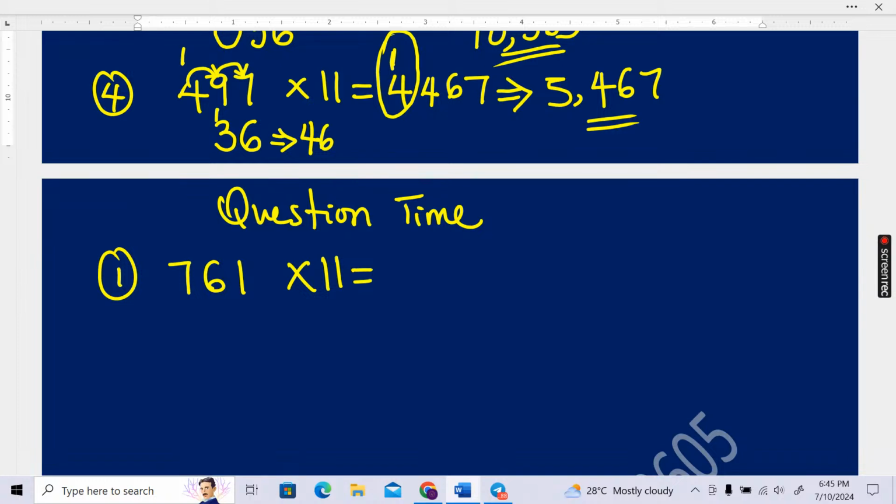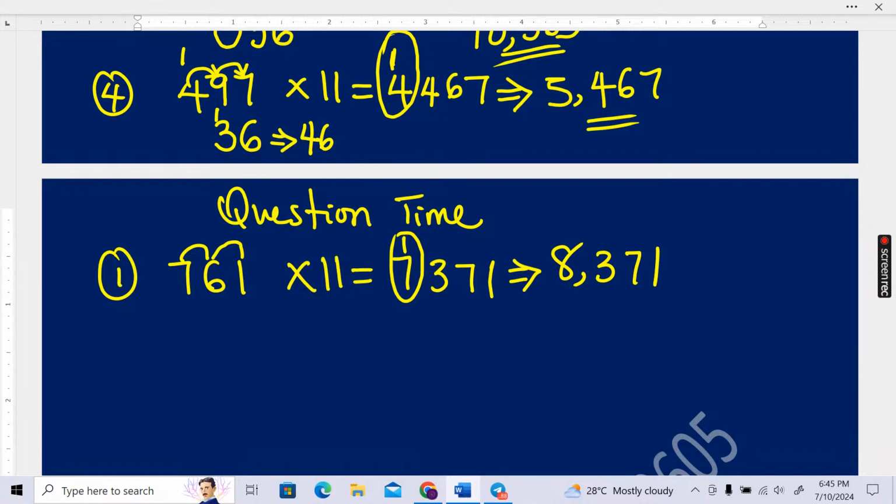So now let's do that together. So 761 times 11, write out the first digit and the last digit with a space in between. Then you can begin to add 7 plus 6, that's 13. I'm going to write 3, carry 1 over. All right, then 6 plus 1, that is 7. I will write 7 right here. Then what happens to the one that I've carried over? I'm going to add it to 7. So that will give me 8. So my answer is 8,371.